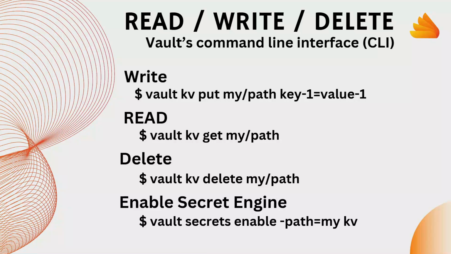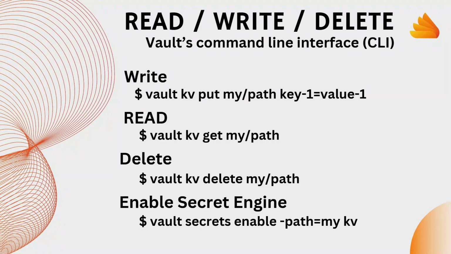Today we will explore some essential operations in HashiCorp Vault: reading, writing and deleting secrets using the command line interface. Our goal is to understand how to enable paths, store, retrieve and remove secrets in Vault. Step by step, let's first go through our key commands and understand their purposes before moving into the live demonstration. The first command we will discuss is for writing data or storing a secret into Vault. This command allows us to securely store a key value pair.